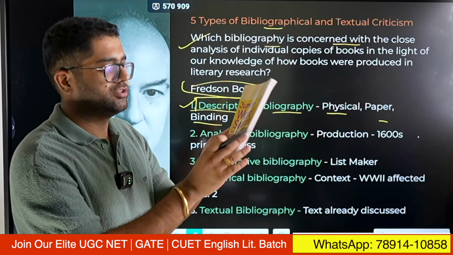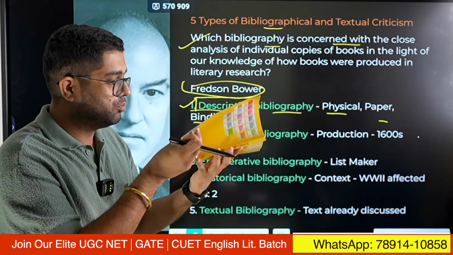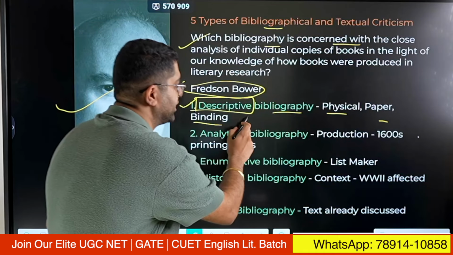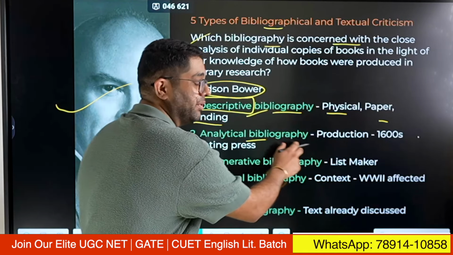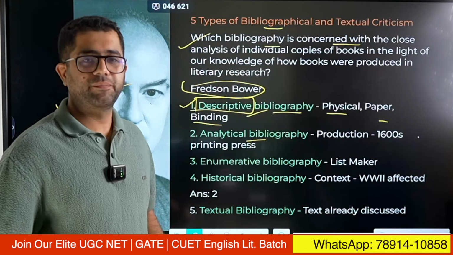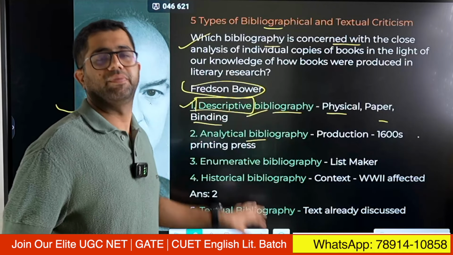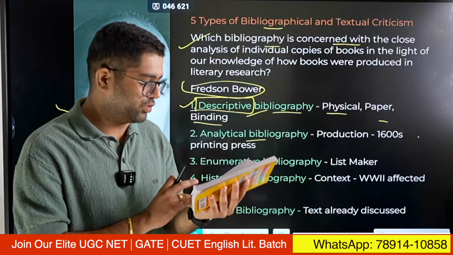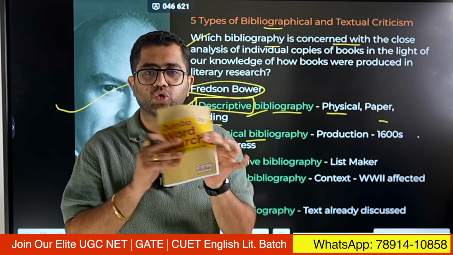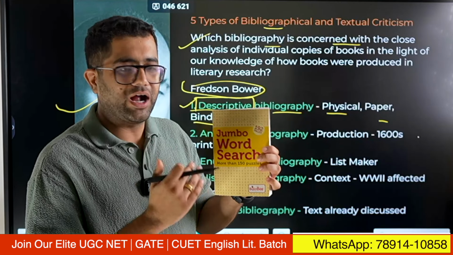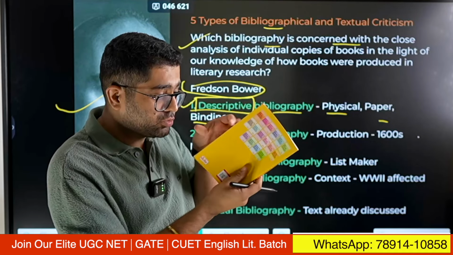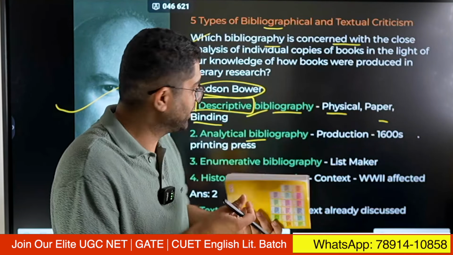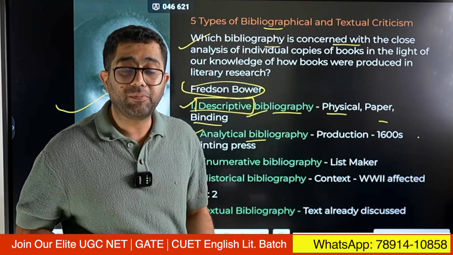Jumbo word research, more than 150 puzzles. So book quality, how the book is looking from the outside, that is descriptive bibliography. Analytical bibliography means how the books have been produced in a specific period of time. This is 2020, you can say 2017 edition. So when you are doing the 2017 edition, how this book used to look in 2017, how books used to look in 2017, that is analytical bibliography.